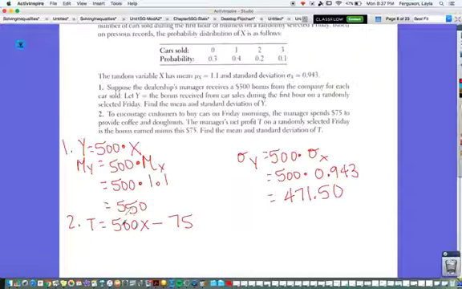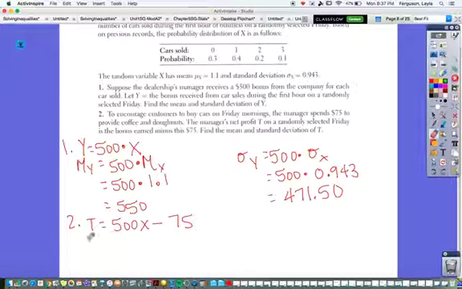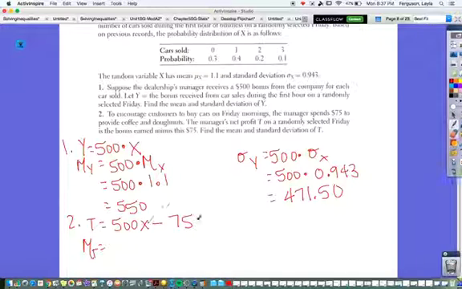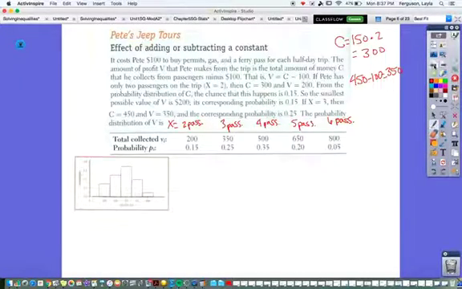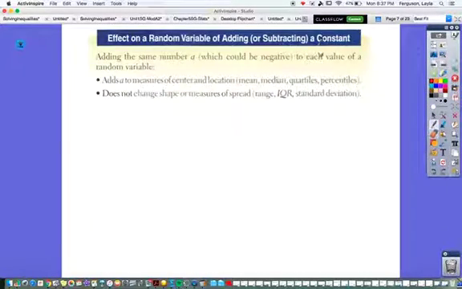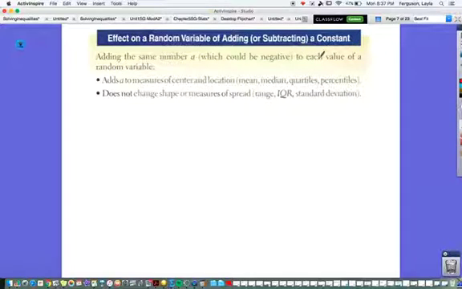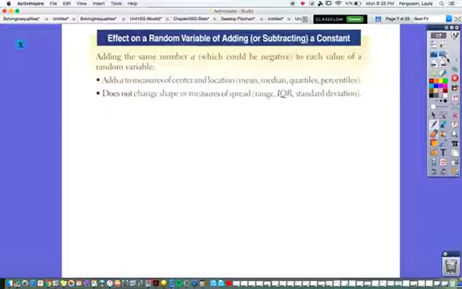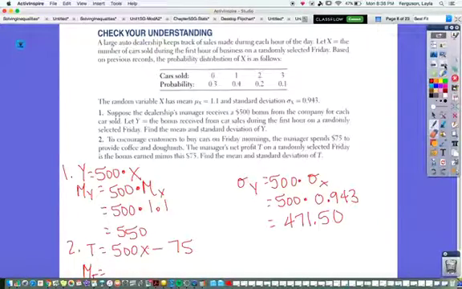So the first part represents the bonus earned from the manager, and then the minus 75 represents the cost for the coffee and the donuts. So if I'm finding the mu for T, or the mean for T, I would need to refer back to when I am adding or subtracting, because I'm taking the equation and I'm subtracting 75. Whenever I am adding or subtracting by a constant, it adds A to the measure of center and the location. So in this case, my A, quote unquote A, is that negative 75.